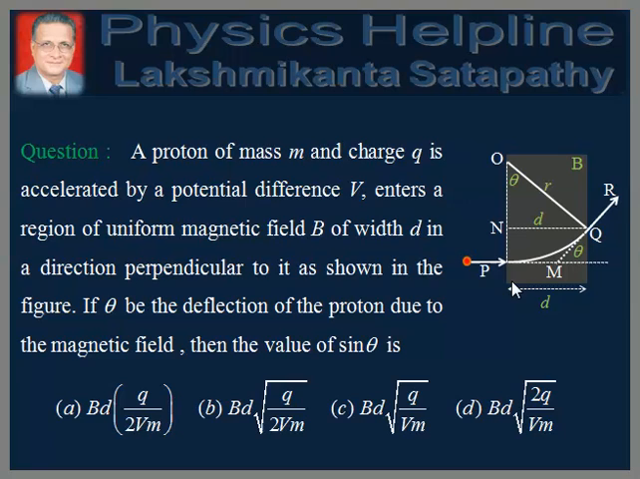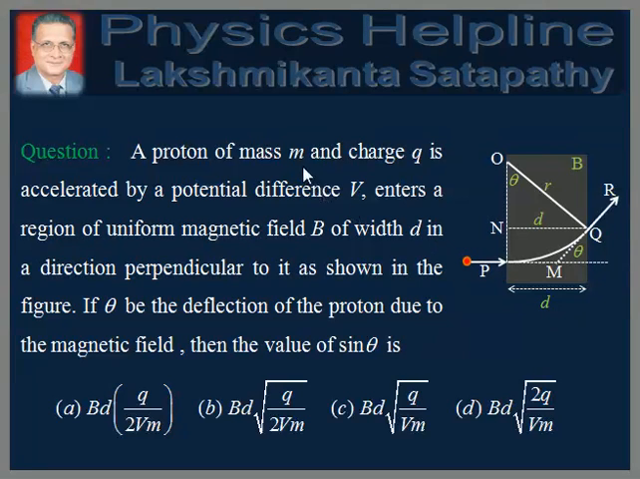A uniform magnetic field B exists in a region of space as shown in the figure. It acts in a direction perpendicular to the plane of the figure. The width of the magnetic field region is equal to d.